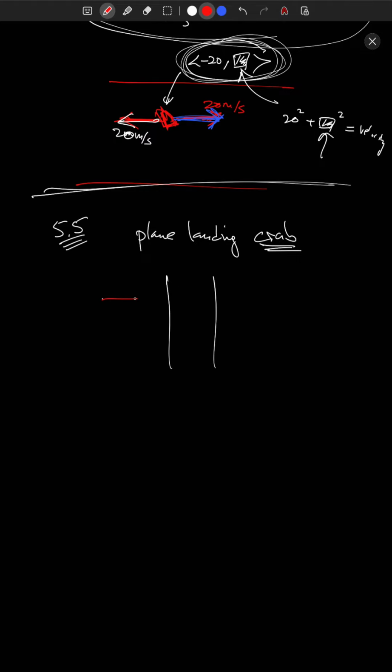So the wind is blowing this way, for example. You've got a runway, which is vertical like this. So here's my runway. A plane is coming in. It wants to land along the runway, right? It needs to move along the runway.